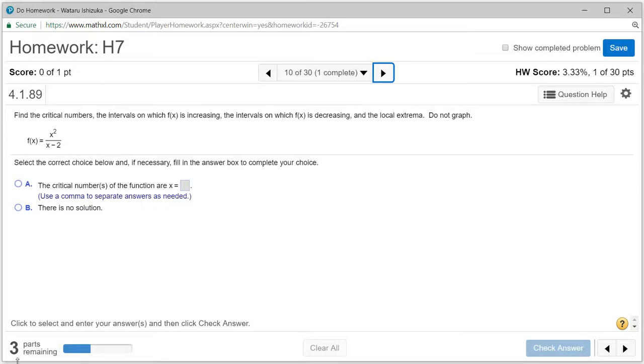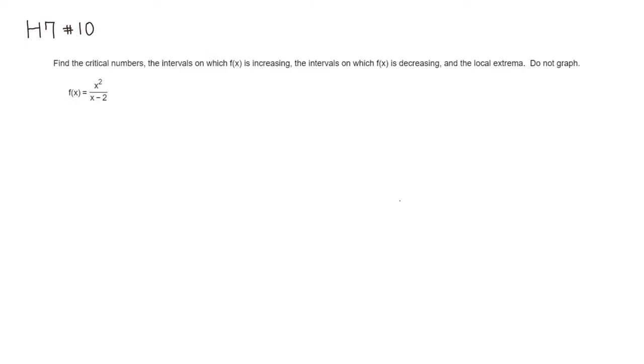All right, let's look at homework 7, problem number 10. First, we want to find its critical numbers. So let's do that. We take the derivative.